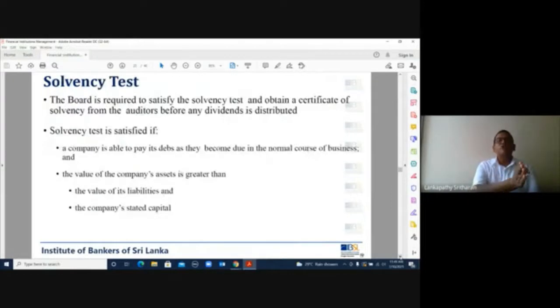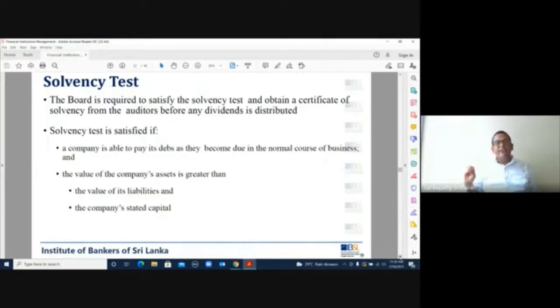And then we have seen about solvency. If a director feels that the company has become insolvent, then they have to call a board meeting and appoint the liquidator. So here in the slides we are discussing what the solvency test is. The board is required to satisfy the solvency test and obtain a certificate of solvency from the auditor before any dividend is distributed. This is one of the requirements. It means before issuing the dividends, they have to obtain the solvency certificate from the auditors that the company is solvent.